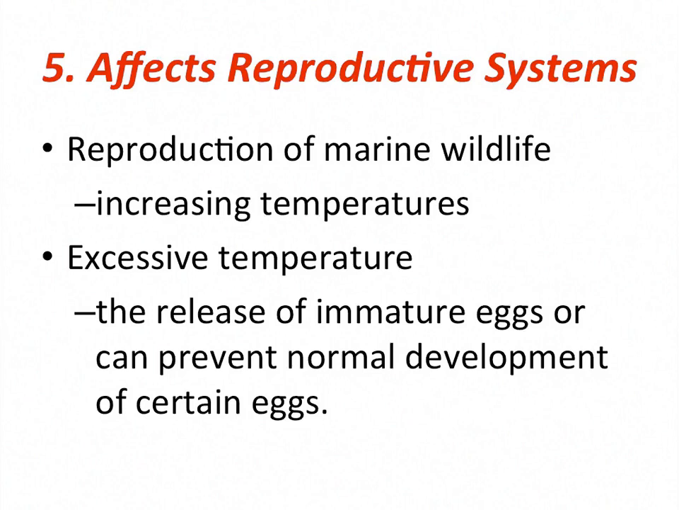So this can also happen due to increasing temperature, as reproduction can happen within a certain range of temperatures. For example, excessive temperature can cause the release of immature eggs, or it can also prevent the normal development of certain eggs.